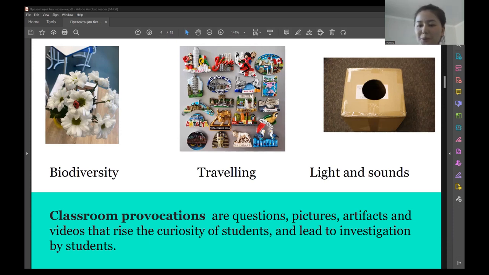So provocation is a great tool to start the unit. And travel, same with traveling.